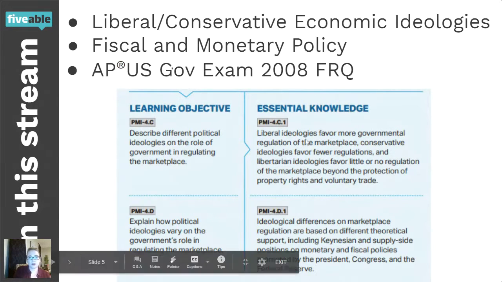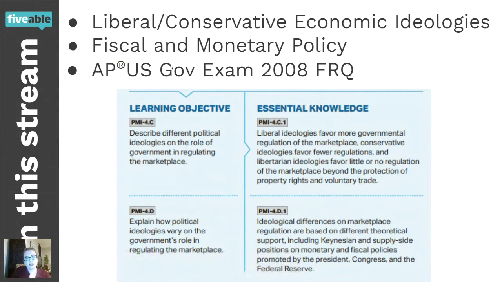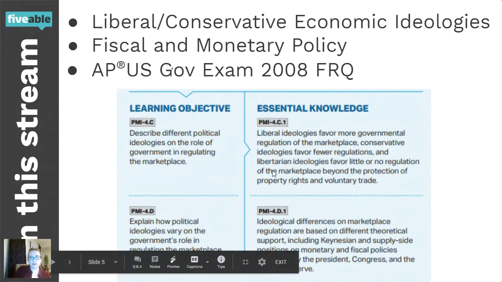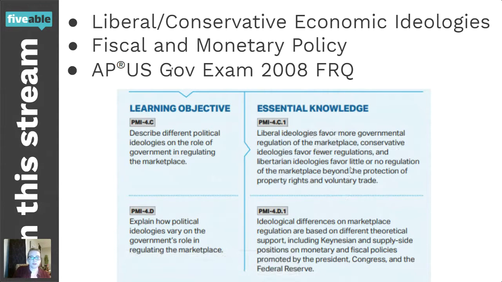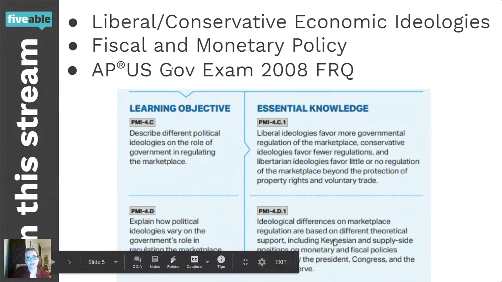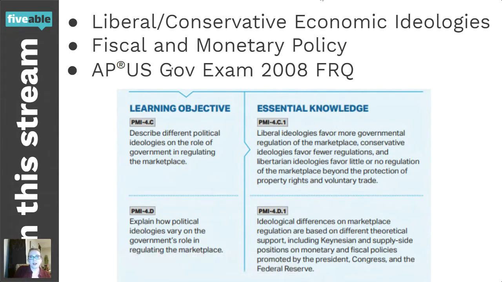So this right here that I've provided for you just shows you that what we're going to go over tonight is definitely covered with the AP curriculum, and it's supposed to be covered. So again, we're going to talk about liberal and conservative economic ideologies, which is in this essential knowledge content part. And then we're also going to be talking about Keynesian and supply side policies and the difference between fiscal and monetary policy.